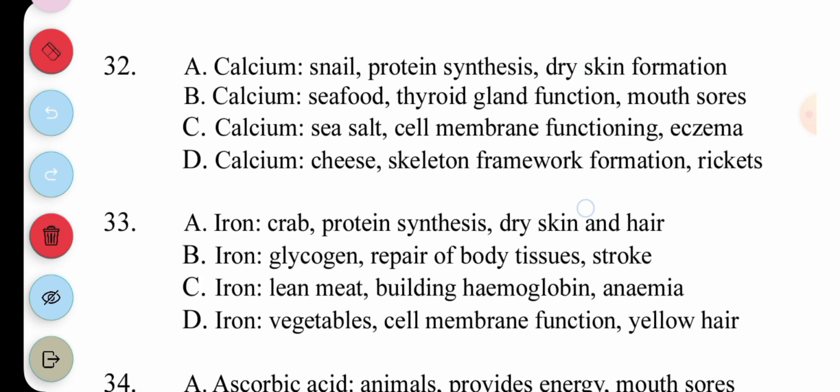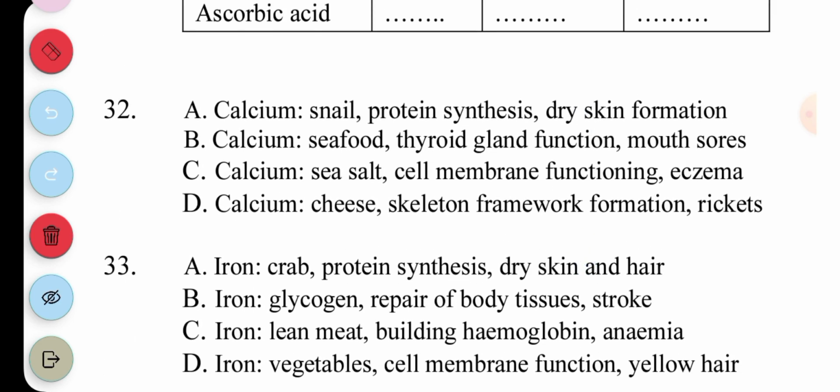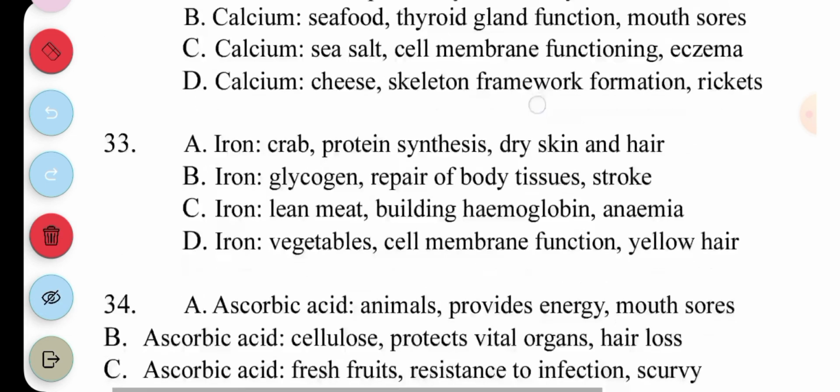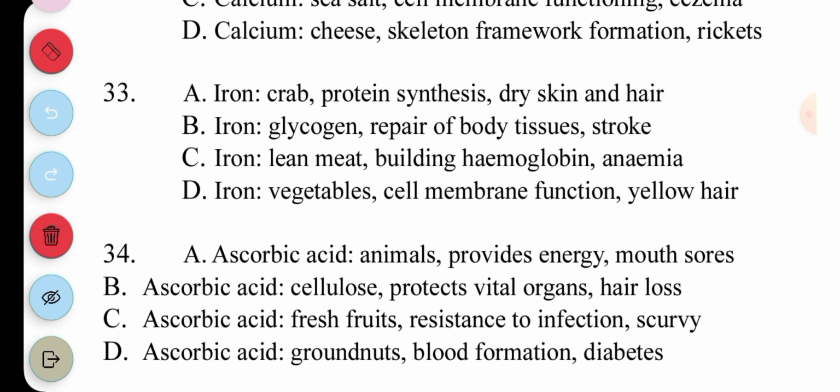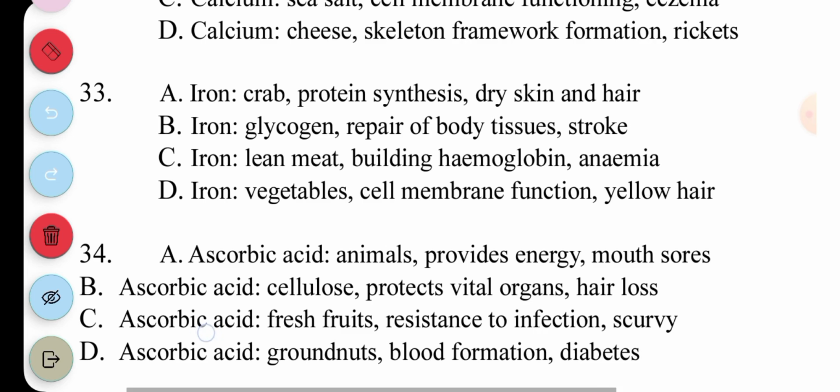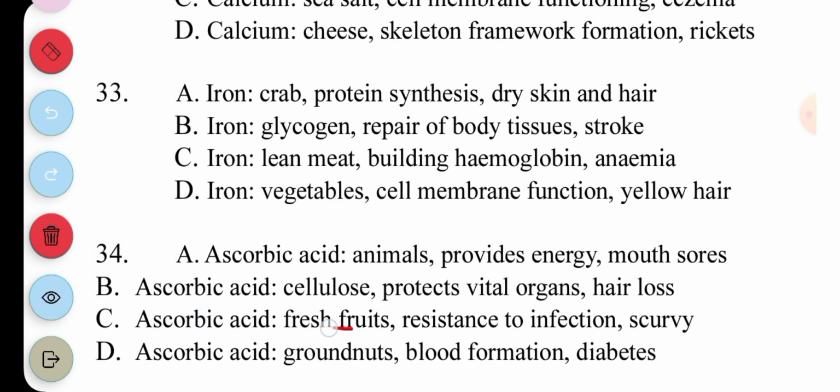Question 33. Iron as well. Just look carefully and choose the one that satisfies iron. The correct answer is C. You get iron from lean meat. Iron builds hemoglobin and prevents anemia. Then question 34, ascorbic acid. It's a type of vitamin. The correct answer to question 34 is C. Ascorbic acid is gotten from fresh fruits, helps in resistance to infections and prevents scurvy.